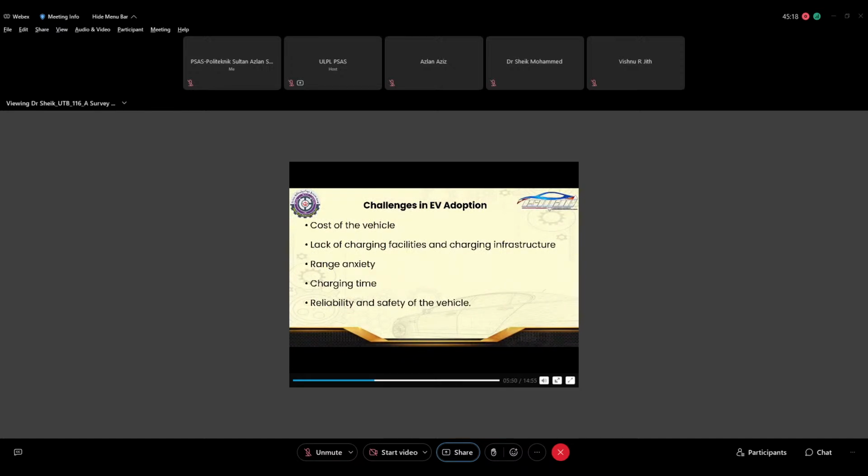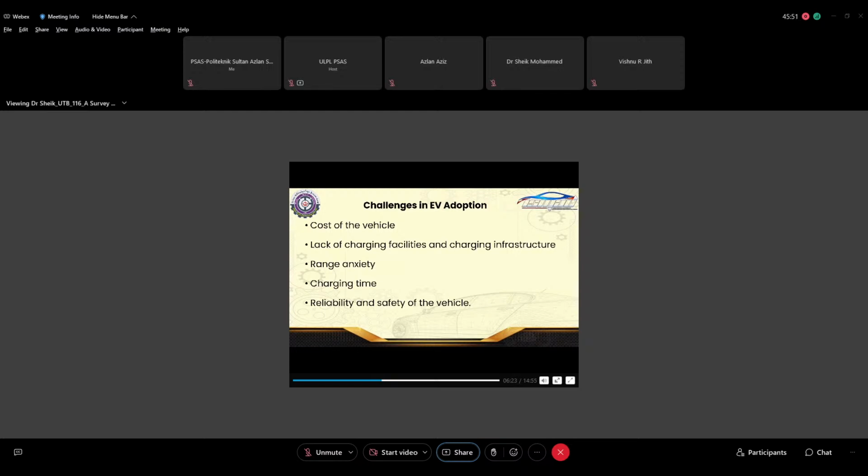As I stated before, though there are several advantages for electric vehicles, there are still challenges in adopting electric vehicles. One of the main challenges is the cost of the vehicle. The cost of the vehicle is more or less double that of the IC engine vehicle for a given specification of the car. And the lack of charging facilities and charging infrastructure is another big challenge, which led people to not think of electric vehicle.